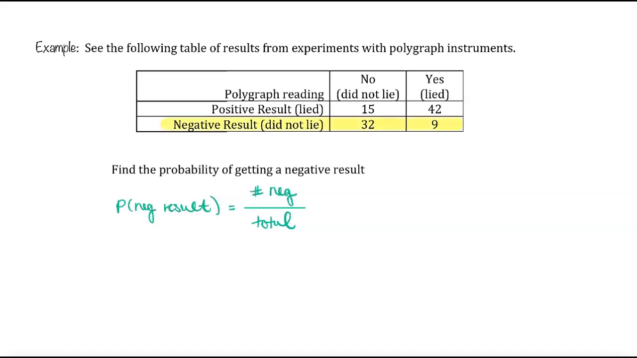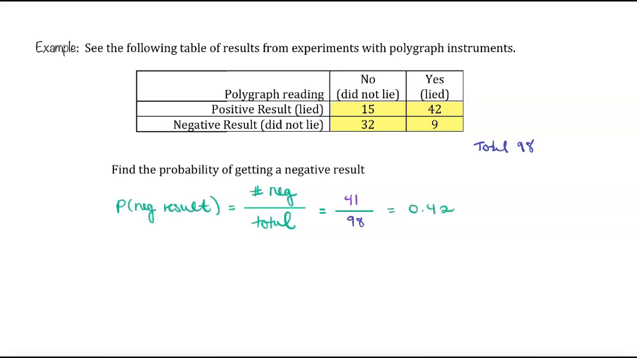Looking at this row here, we can see that 41 people got a negative result. We need to include those that lied and did not lie. So 41 is our numerator. And by adding up all 4 boxes, we can see that a total number of 98 people participated in this experiment. So our total, or denominator, is 98. And calculating 41 over 98, we find that the probability of obtaining a negative result is 0.42.